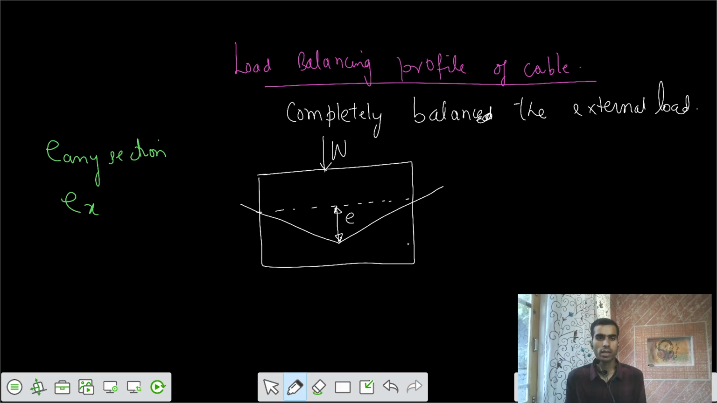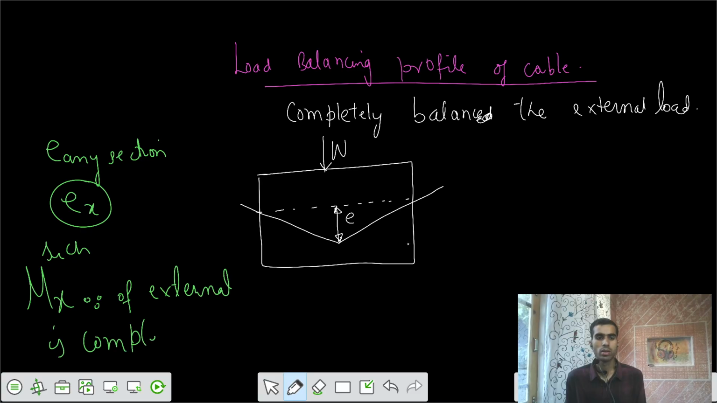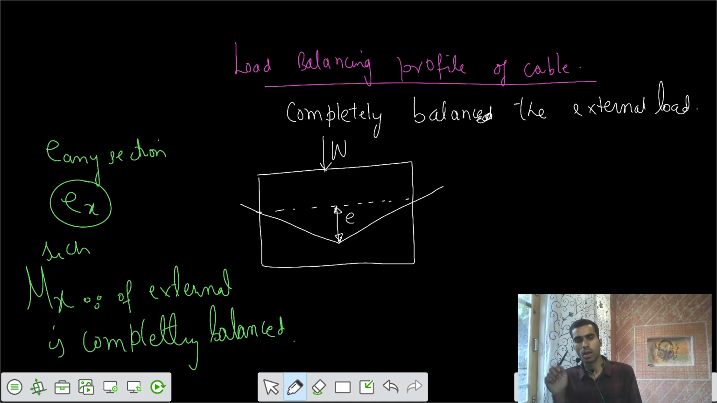That eccentricity at any section such that the moment at that section because of the external loads is completely balanced. So what should be the value of my eccentricity at any location X such that the moment at any X because of the external loads is completely balanced. That means that stresses because of the moment is 0.